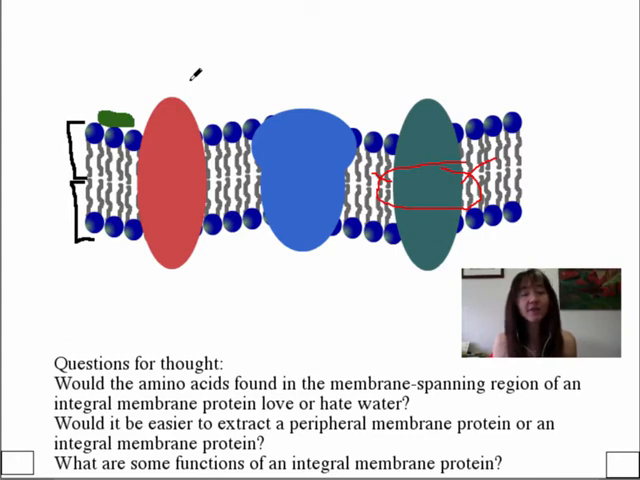And then what are some functions of an integral membrane protein? So I want you to mull that over and think about what are some functions of, say, this pink protein or this blue protein. And I'm going to cheat a little because here in a moment I'm going to give you one possible function. But I want to further think about the role that this membrane plays in serving as a selective barrier for the cell that is dictating what will gain passage in and what will gain passage out.